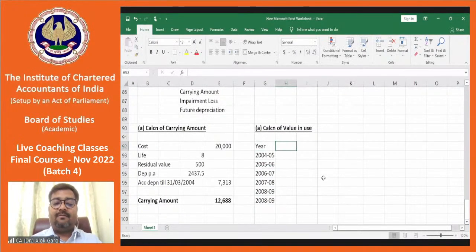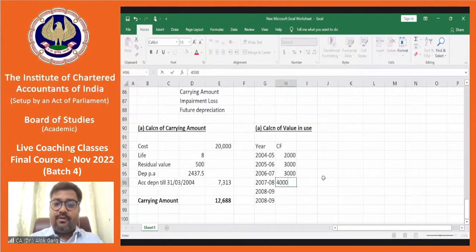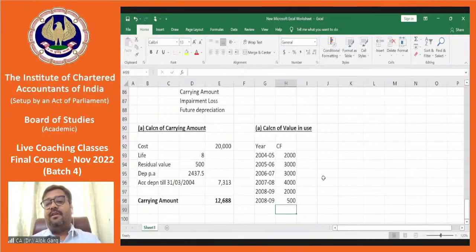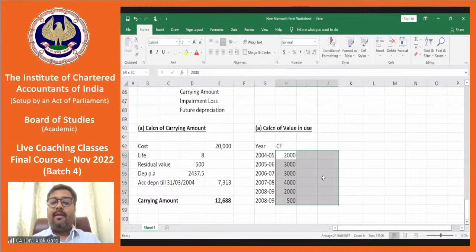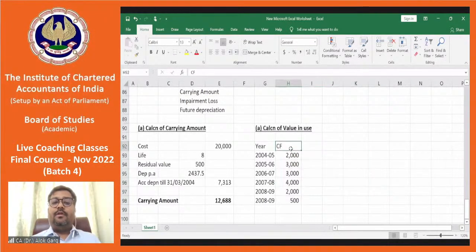What are the cash flows which are given? 2,000 in the first year, 3,000 in the second year, 3,000 in the third year, 4,000 in the fourth year, 2,000 in the fifth year, and 500 is the terminal value, the scrap value which is given in the question. The total cash flow is 14,500.